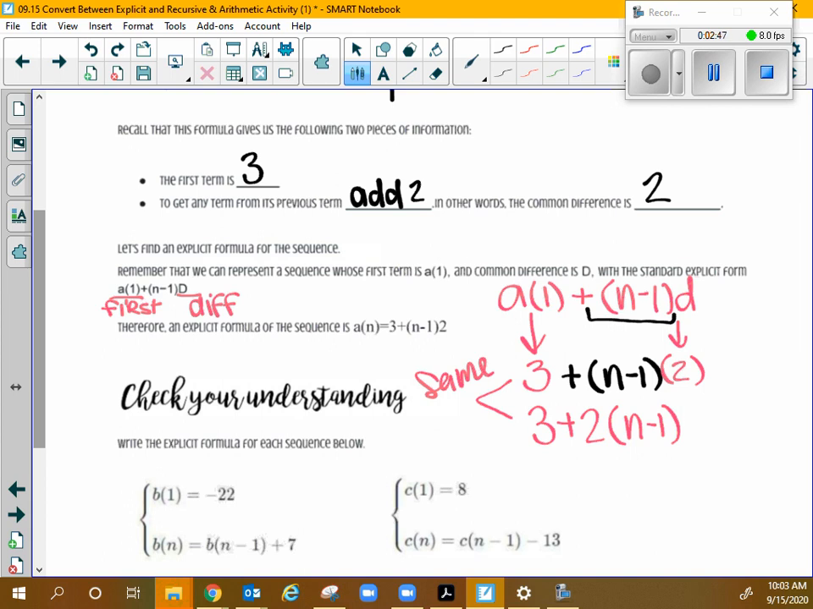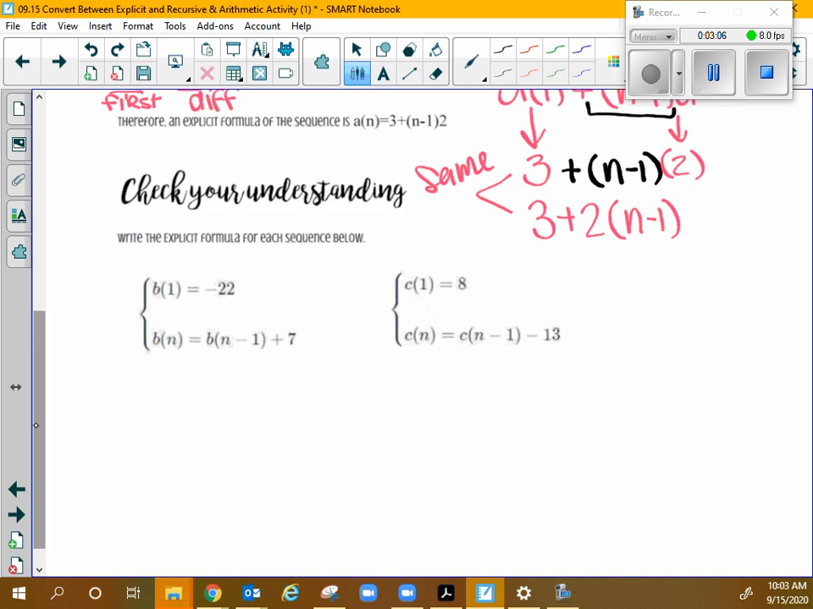Can you just leave it at the end as 3 plus 2n minus 2? I would leave it in the parentheses. If you do 3 plus 2n minus 2, just go ahead and keep simplifying, because then you can combine like terms. And then you're in the simplified version.